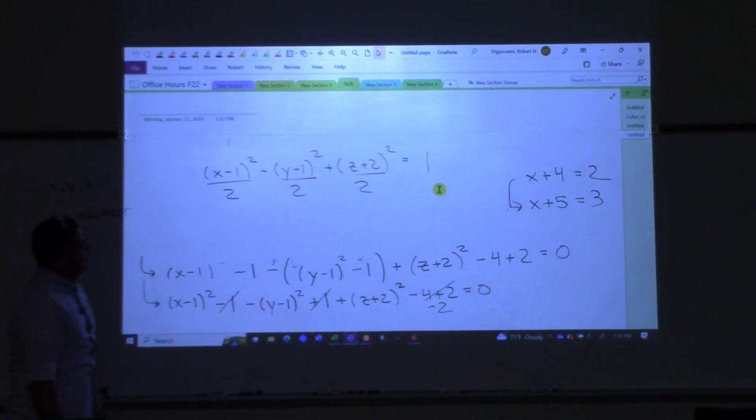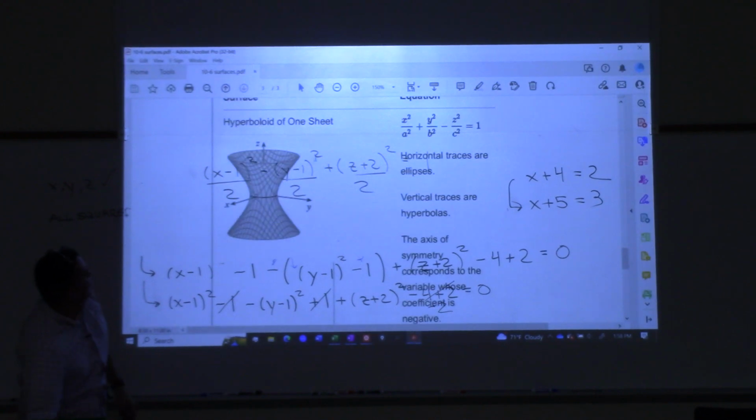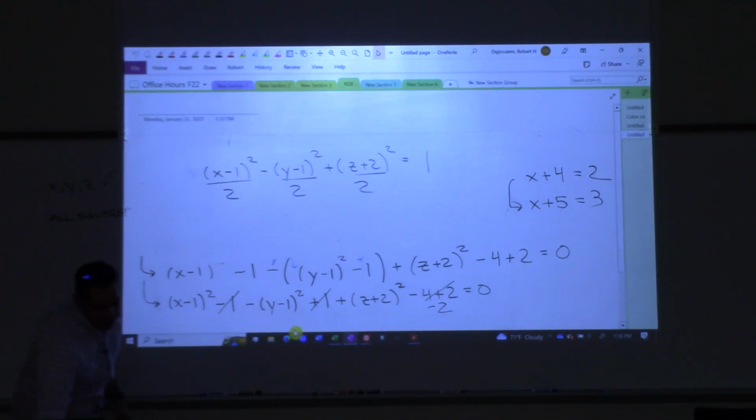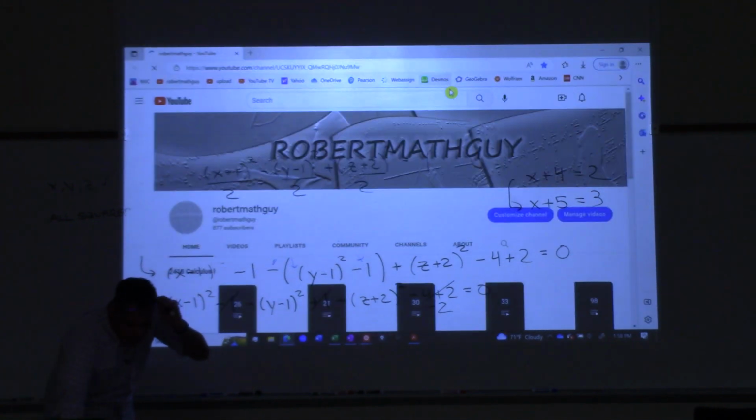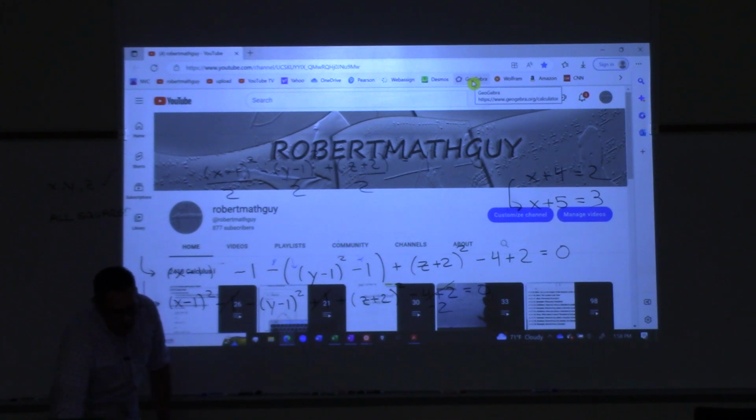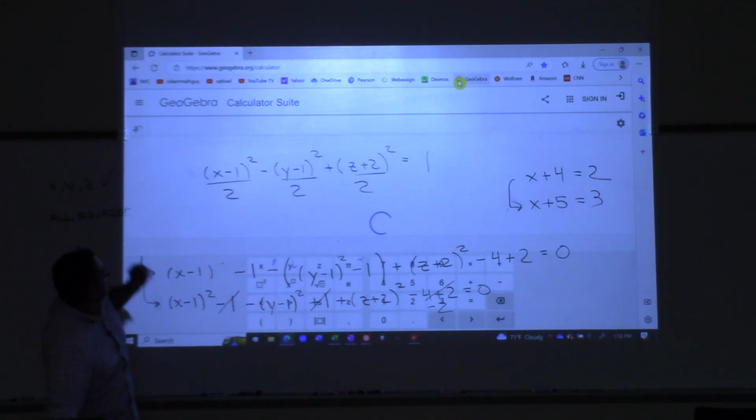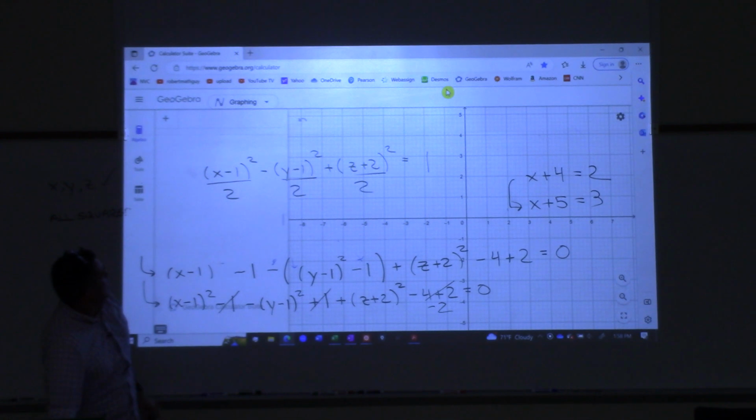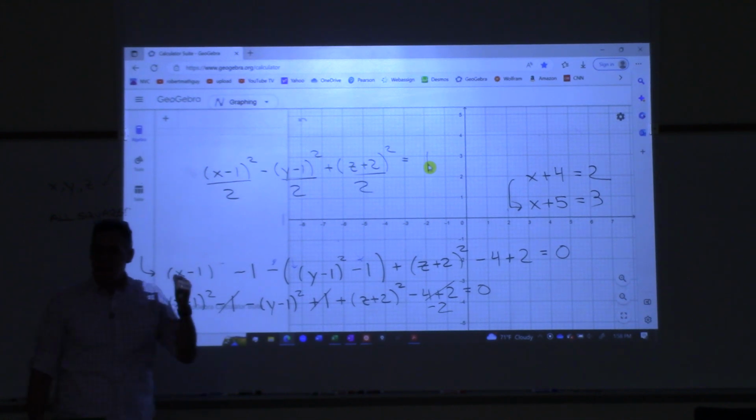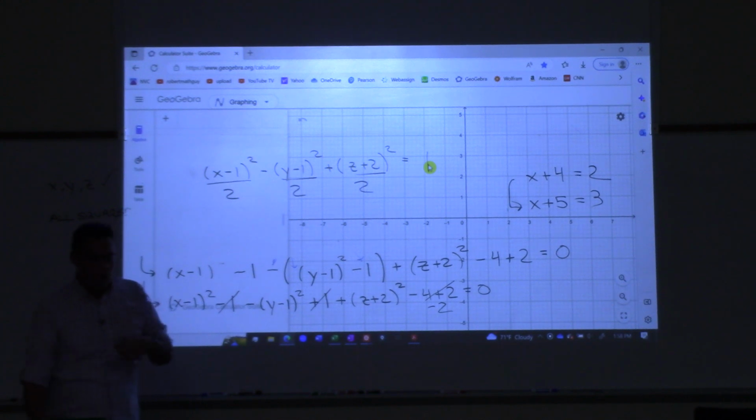So there it is. Oh, what was that? We didn't say what that was. That was a hyperboloid of one sheet. Hey, let's graph this, because the whole idea here is that we have technology, right? So I'm going to go to GeoGebra, which is a graphing utility. It's not as good, in my opinion, as Desmos for two-dimensional graphing, but you can also do three-dimensional graphing here.